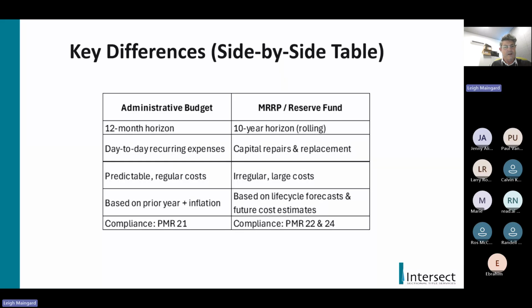So it's not totally irrelevant to the admin budget. But generally speaking, a body corporate will make provision for any unforeseen expenses under maintenance. And the 10-year plan or the maintenance plan is for irregular large costs. So it's irregular to obviously replace a lift every couple of years. That's why you plan for it every 20 years or 30 years, etc.